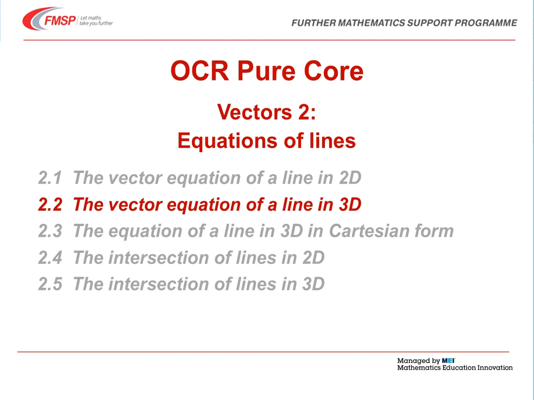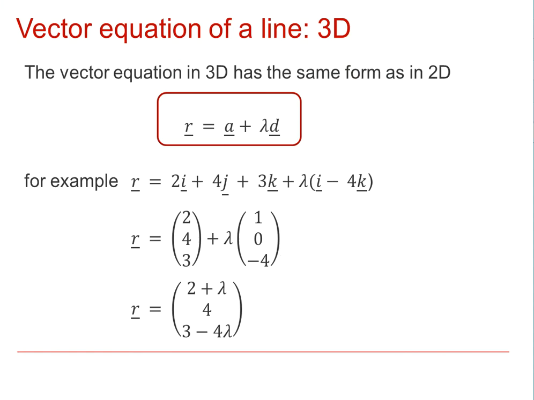Hello, this is the second video in the second vector series for OCR AS Core Pure Further Mathematics, and it covers the vector equation of a line in 3 dimensions. The vector equation in 3 dimensions has the same form as in 2 dimensions, r equals a plus lambda d, where a is the position on the line that we are jumping to from the origin, lambda is the variable parameter, and d is the direction of the line.